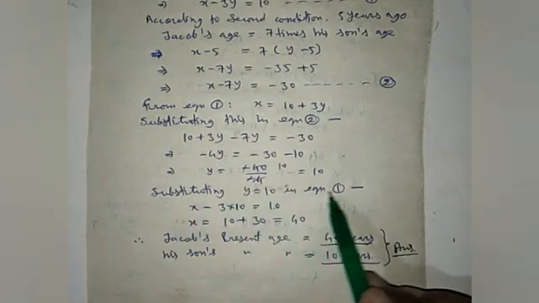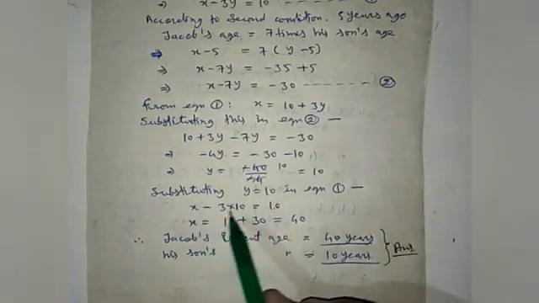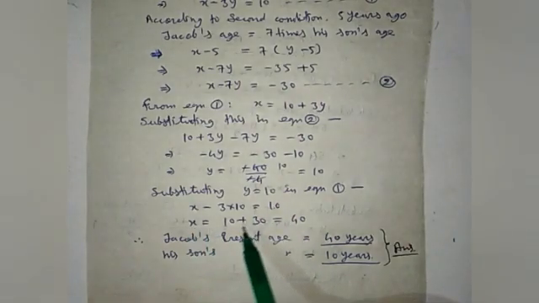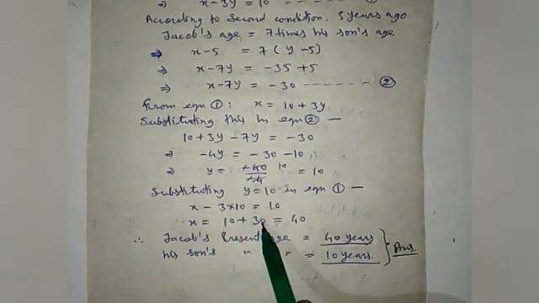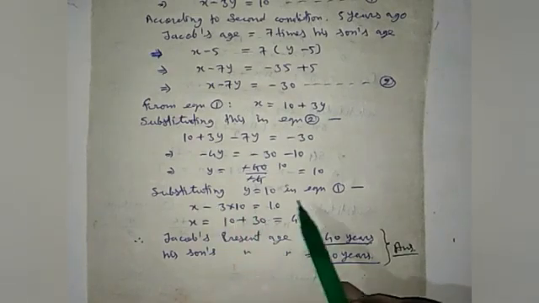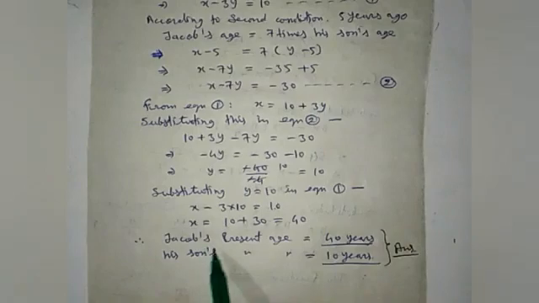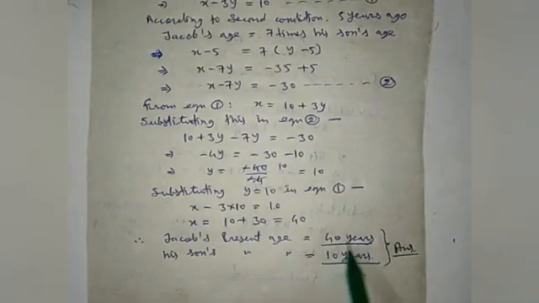Substituting Y equal to 10 in equation 1, we have X minus 3 into 10, that is equal to 10. So, here X equal to 10 plus 30. 3 10 is 30, minus 30 on right hand side is plus 30. So, it is equal to 40. Hence, Jacob's present age is equal to 40 years and his son's present age is equal to 10 years.